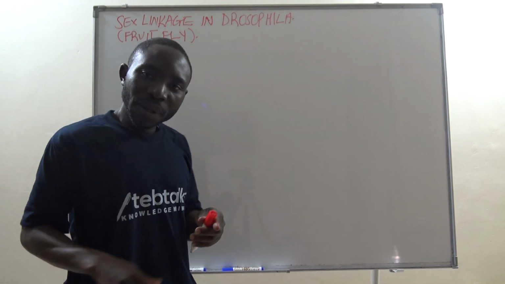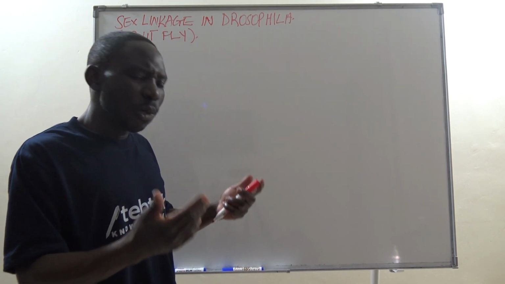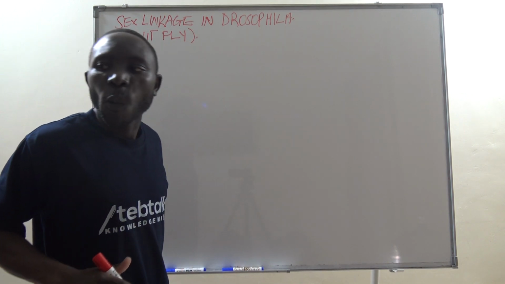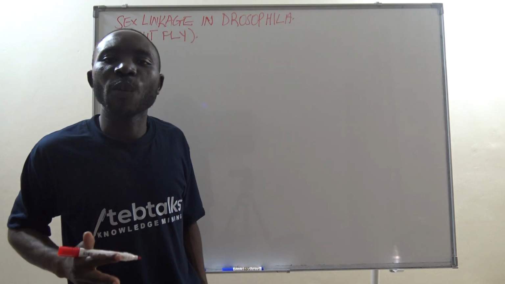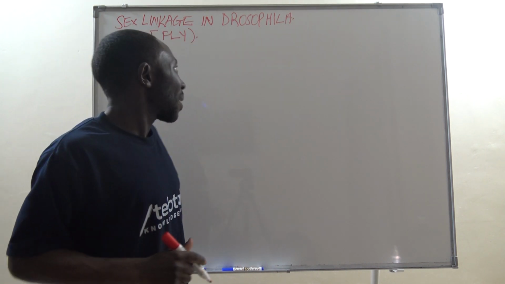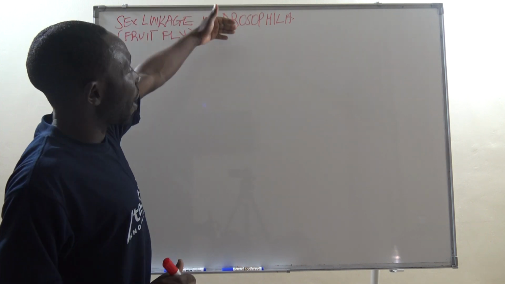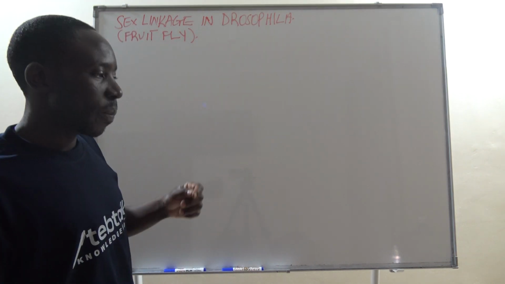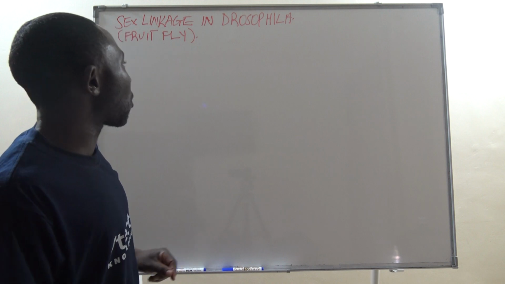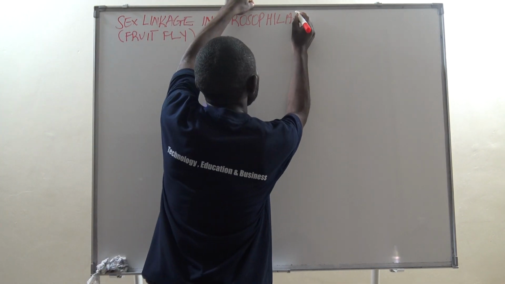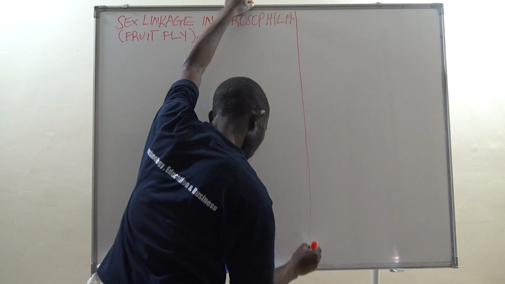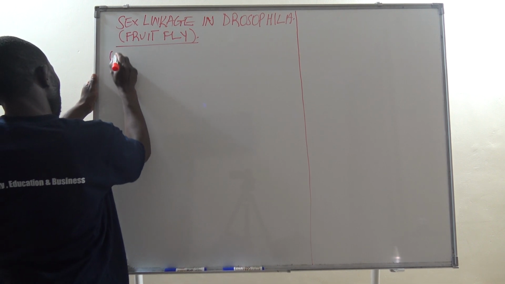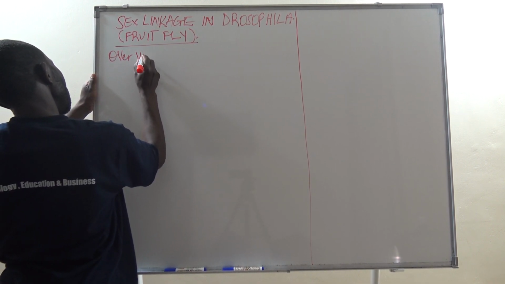Now, we say sex in humans is determined by a pair of sex chromosomes, which is the X and Y chromosomes. Similarly, Drosophila melanogaster is also a unique insect because it also has sex chromosomes like those of human beings. So now, before we go further, let me first give an overview.